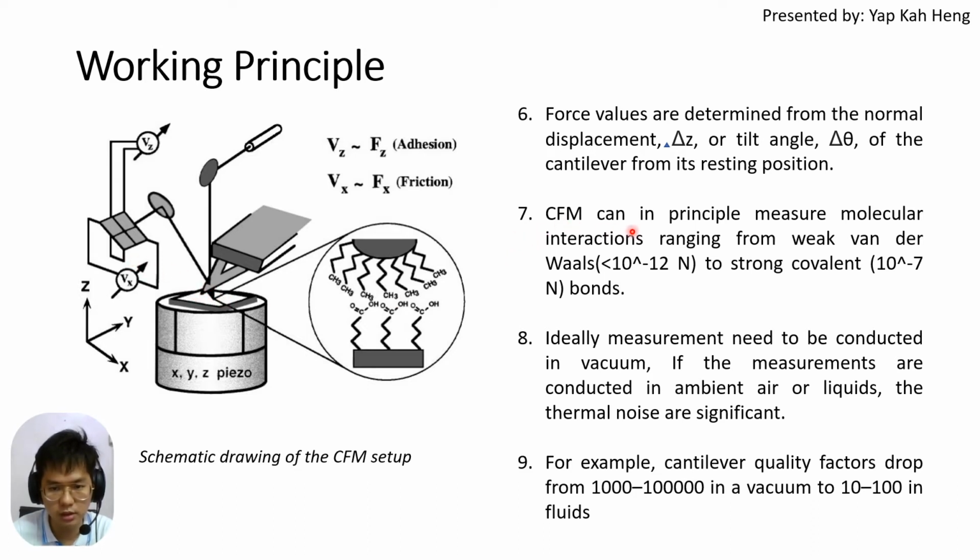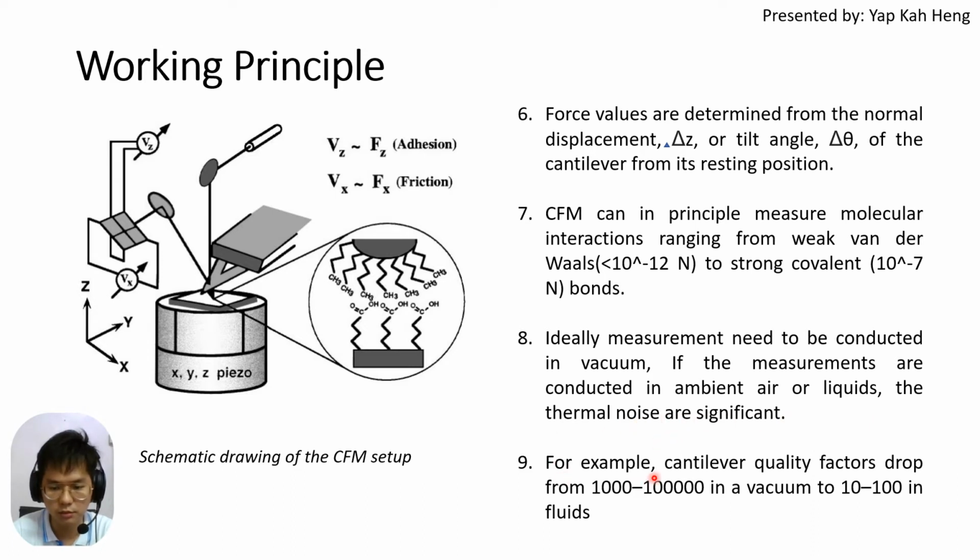The CFM can in principle measure molecular interactions ranging from a weak van der Waals, which is less than 10 to the power of negative 12 Newton, to a strong covalent bond of 10 to the power of negative 7 Newtons. Ideally, if you want to measure with the CFM, make sure it is conducted in a vacuum, perhaps the ultra high vacuum environment. If the measurements are conducted in ambient air or liquid, the thermal noise is significant.